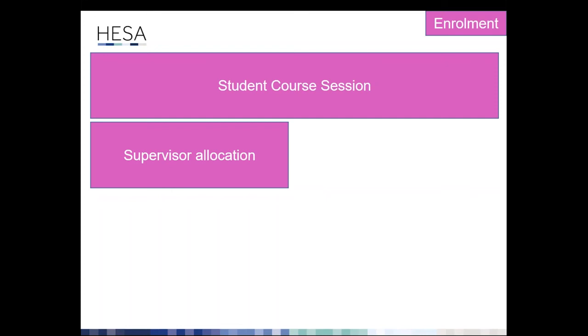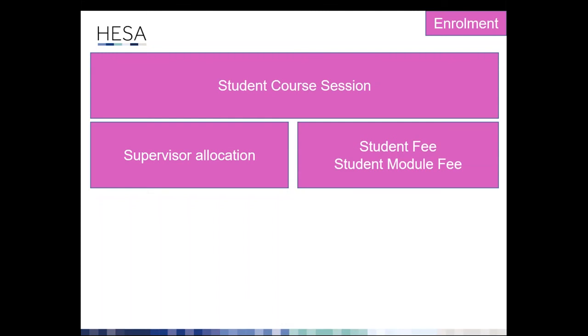There are two entities that collect fee information associated with a student course session. So we have the student fee and the student module fee. These both record the maximum fee that the student could be charged for this student course session. You only need to return one or the other, and this is dependent on how you treat your fees internally.